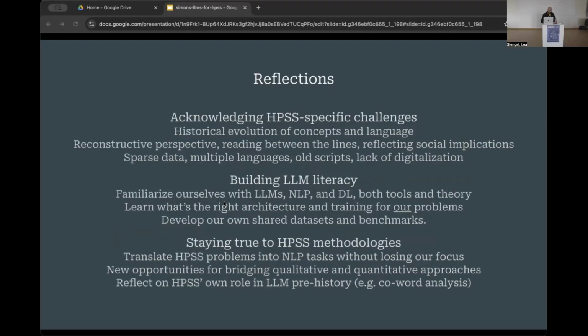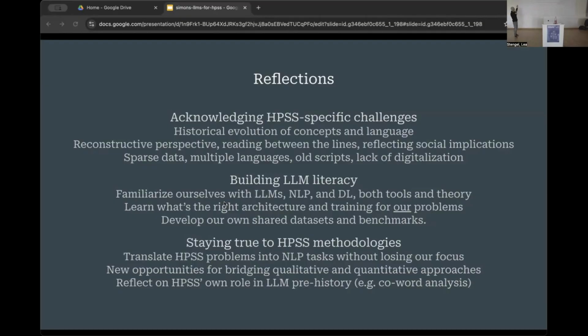Yeah. And now finally, some reflections that we should keep in mind when we talk here and have these papers. First of all, we should really acknowledge the HPSS-specific challenges that we have. These challenges are, first of all, as Nina also hinted at, the historical evolution of concepts in language. This is really crucial because these models, as she said, are usually trained on modern language. So we need to find ways to either train our own models or think of how to use these models, knowing that they might have biases, etc.